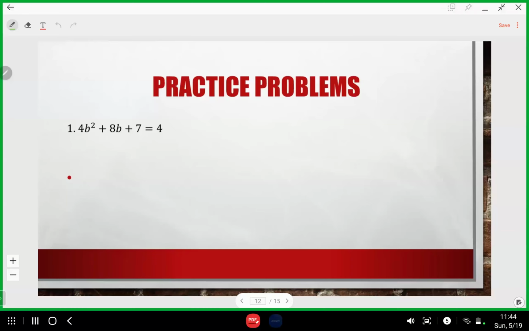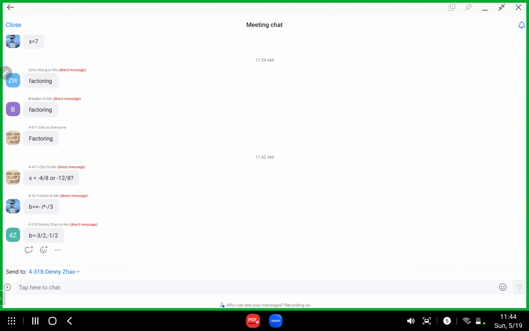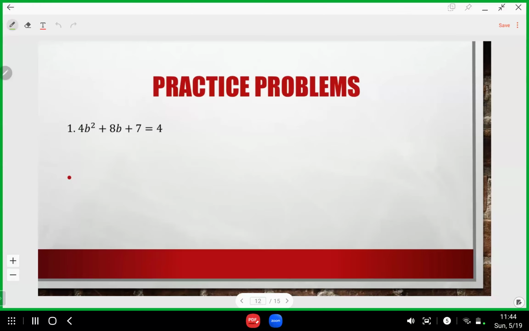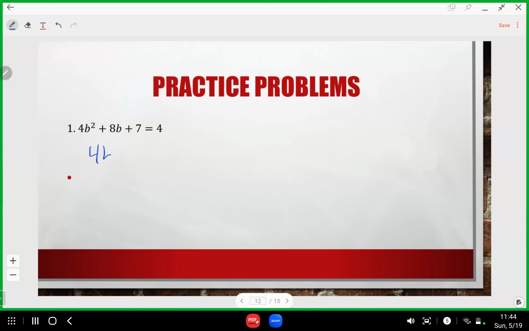Okay, so let's go over this one. I think everybody got some different answers, so let's see what this is. Remember, move all the things to one side and leave 0 on the other. Okay, this is not factorable, unfortunately.